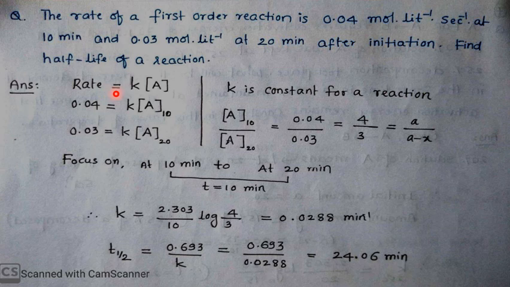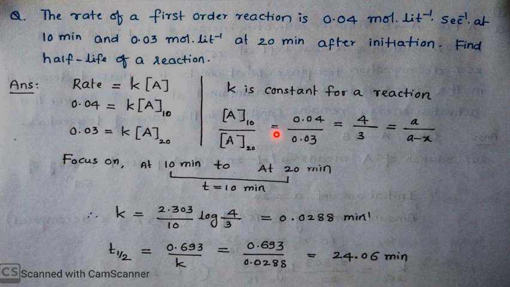First, the rate equal to K into A. Why K into A, A power 1? Because in the question it is clearly mentioned that it is a first order reaction. So rate equal to K into A. Rate equal to 0.04 equal to K into A at 10 minutes. I am converting the data into equations. 0.03 equal to K into A at 20 minutes. Clear? Okay. But K is constant for a reaction.